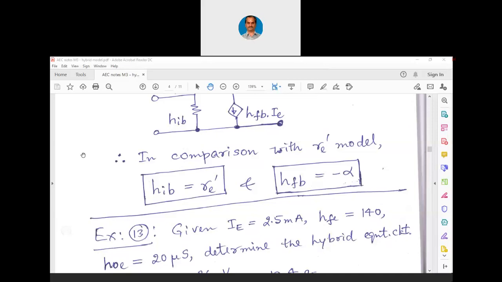In comparison with the RE model, HIE equals beta into RE. Now beta is nothing but HFE, that is given here. You will have to find out RE. RE is nothing but 26 millivolts divided by 2.5 milliampere, because RE is nothing but 26 millivolts divided by IE. So find out RE multiplied by the HFE, you will get HIE.